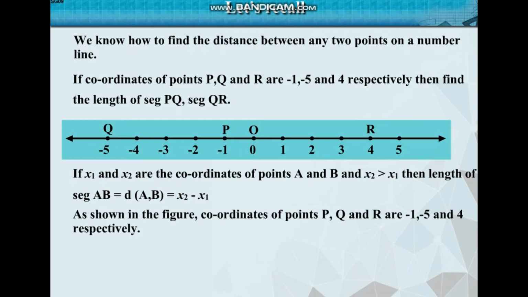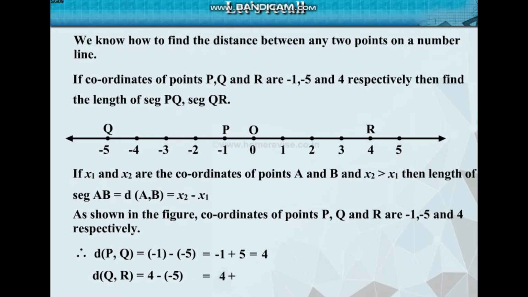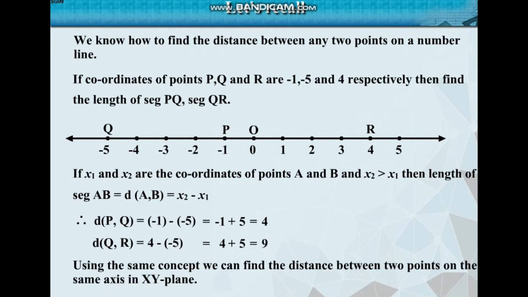As shown in the figure, coordinates of points P, Q and R are -1, -5 and 4 respectively. Therefore, distance PQ is equal to -1 minus (-5), which is equal to -1 plus 5, which is equal to 4. And distance QR is equal to 4 minus (-5), which is equal to 4 plus 5, which is equal to 9. Using the same concept, we can find the distance between 2 points on the same axis in the xy plane.